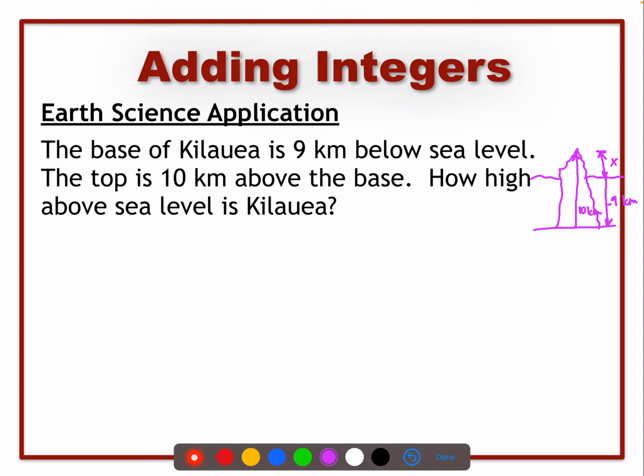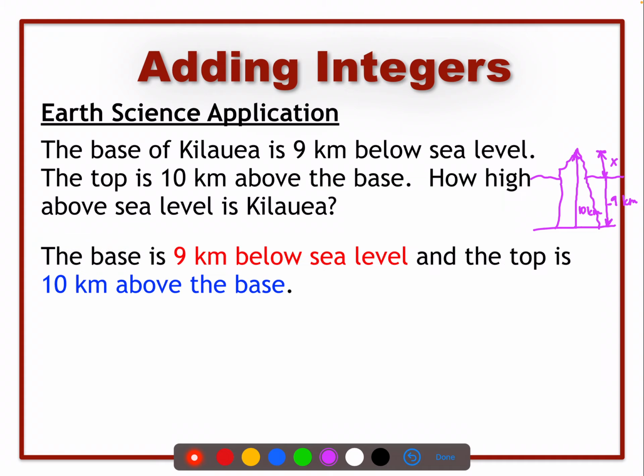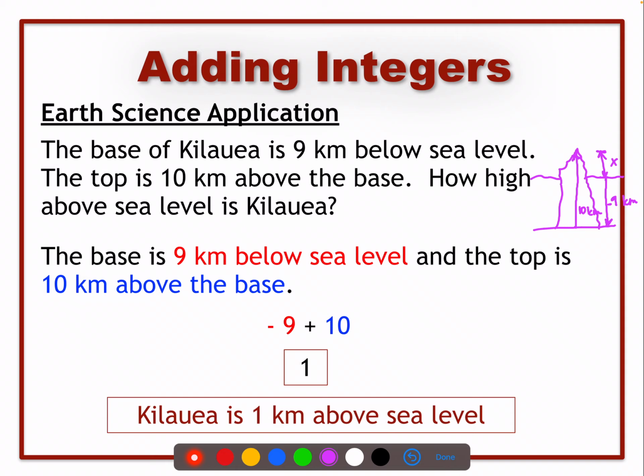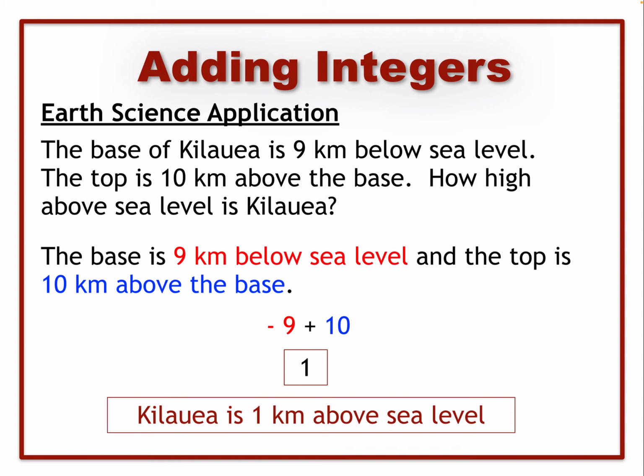So using an addition expression, you have to translate to positives and negatives. So the base is 9 kilometers below sea level, that means negative 9. And the top is 10 kilometers above the base. That means we have negative 9, and from there we add positive 10. So I compare because I have different signs. The 10 is greater, that means I'm going to have 1 left. So that means Kilauea is 1 kilometer above sea level.